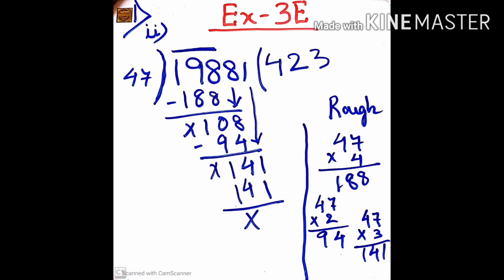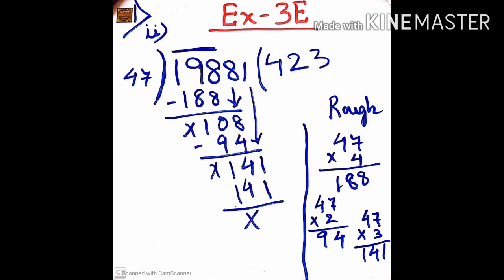Okay, so 4 fours are 16. I have told you to check the leftmost digit. So let's multiply 47 with 4. What we get? We get 188, which is less than 198. So 47 fours are 188. 10 is the remainder. Now 8 comes down, 108. So 47 into 2 is 94. 2 fours are 8. So 108, 2 fours are 8.